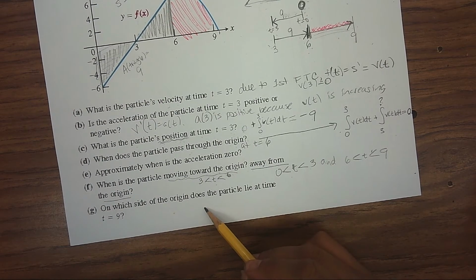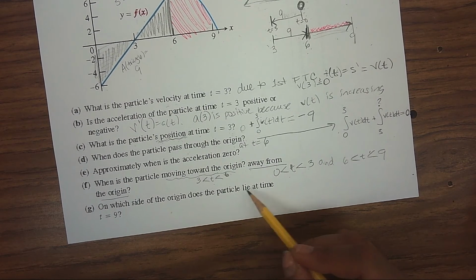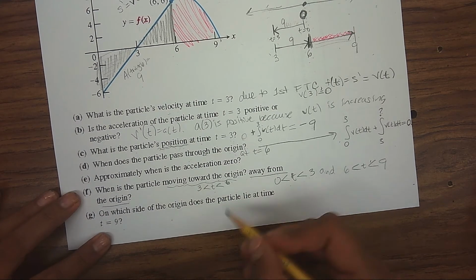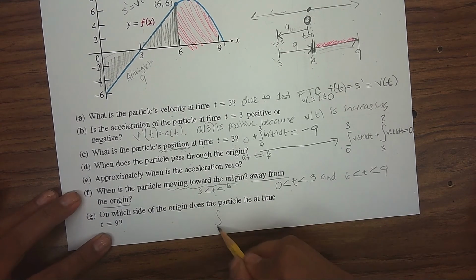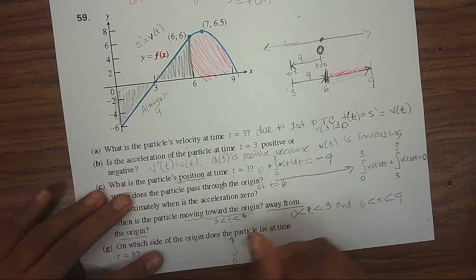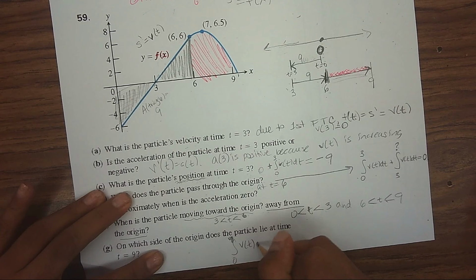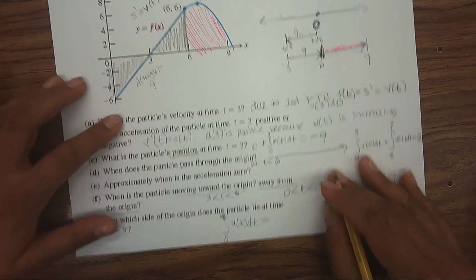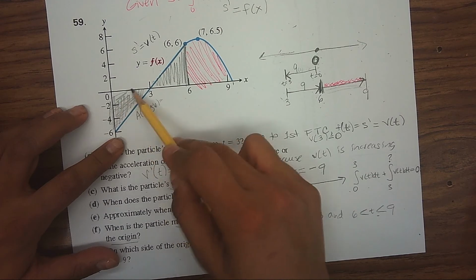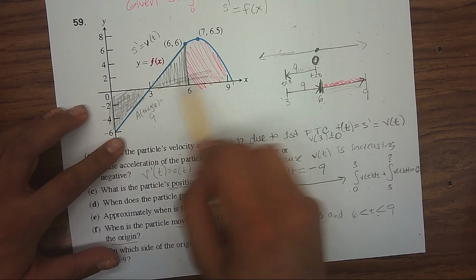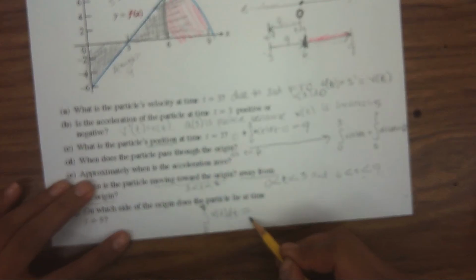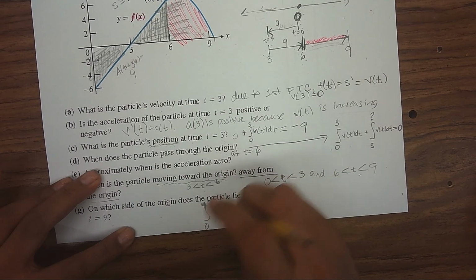All right, last one. On which side of the origin does the particle lie at time t equals 9? So to find basically the position of the particle, we're going to integrate from 0 to 9, v(t) dt. And now, you know that this is going to produce a negative answer, but this is larger, so the integral comes out to be greater than 0.